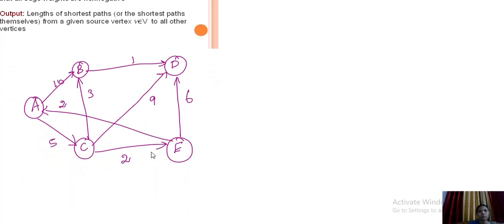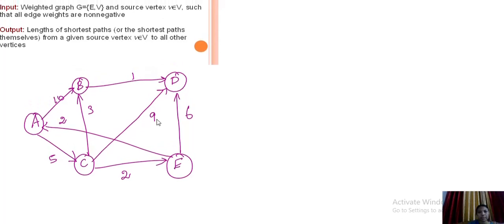Okay. So now, to understand this, we are going to take an example, and this is a directed graph, and for this directed graph we are going to take A as our source. We can choose any node as a source. In this case we are going to take A as the source. From the source A we are going to find the shortest path to all the other vertices.